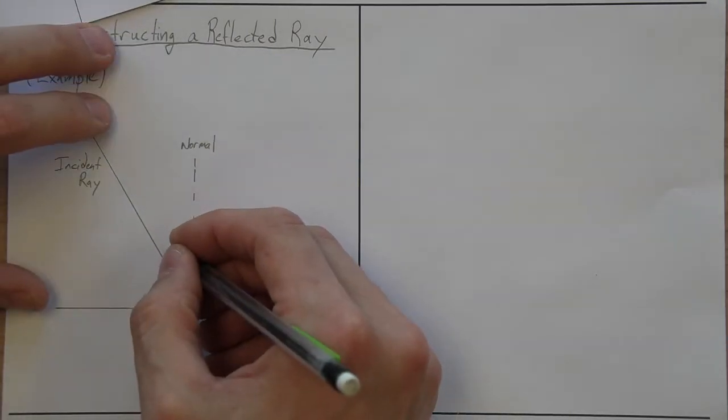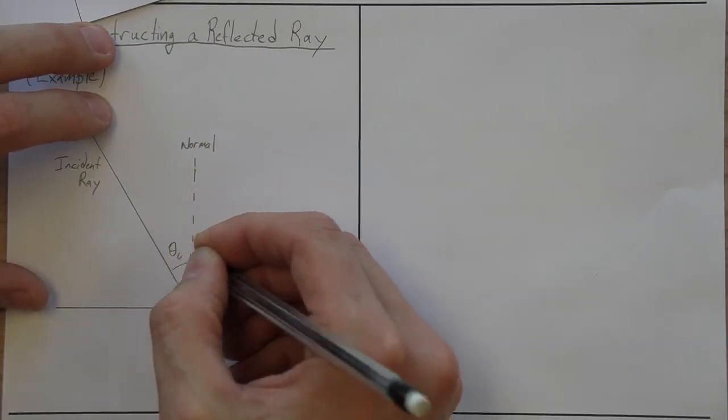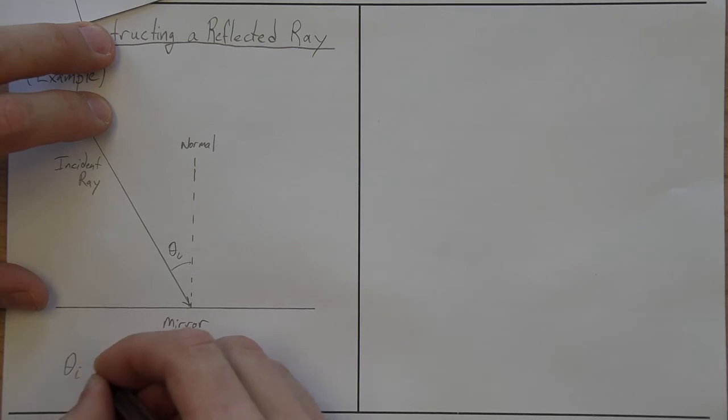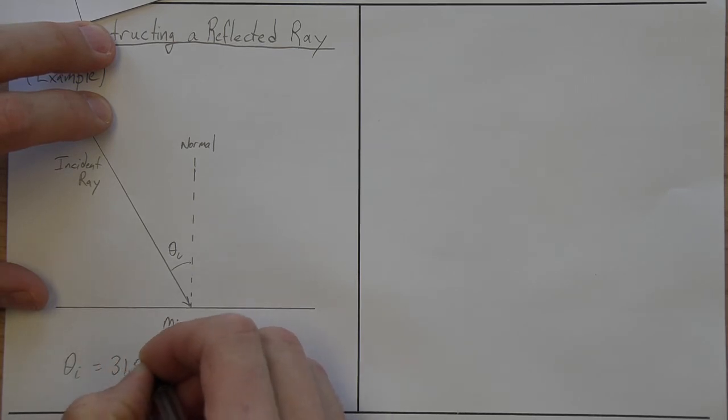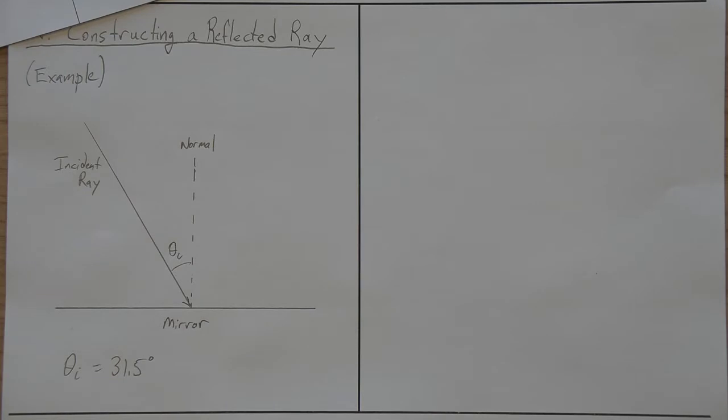So I will say theta incident here. Theta incident equals 31.5 degrees. Now yours is going to be different because you picked a random ray. So it might be 41.7 or something like that. But whatever it is, measure it accurately to the best of your ability. Go ahead and measure your incident ray now.